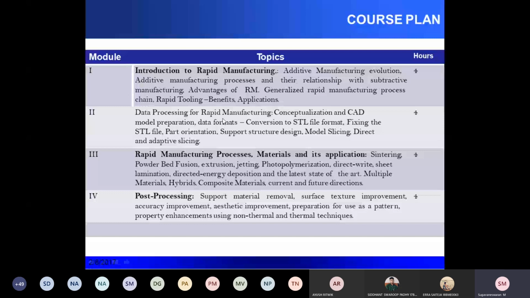And in the third module, we are going to add material layer by layer, right? There are different ways in which you can add a material. There are some processes which add plastic. Some add metal. Some add glass. Some add metal by using a laser. Some add metal by using an electron beam. Some add material just by using a binder. So there are different ways and different principles by which you can add a material. Those different principles we will be discussing in module 3.